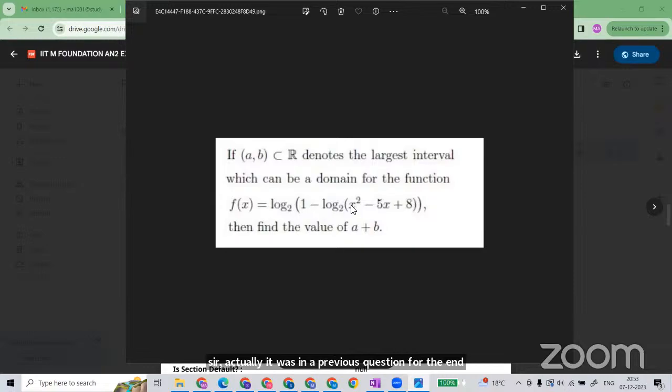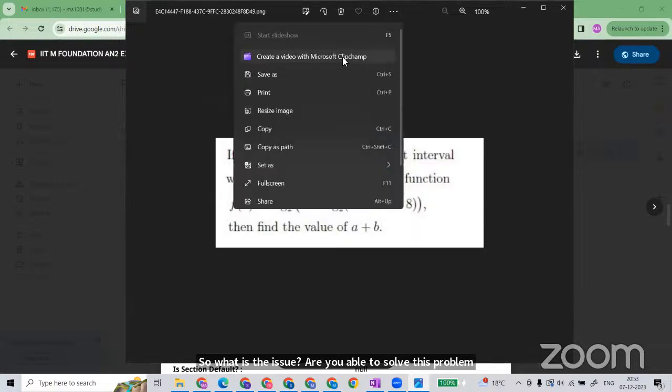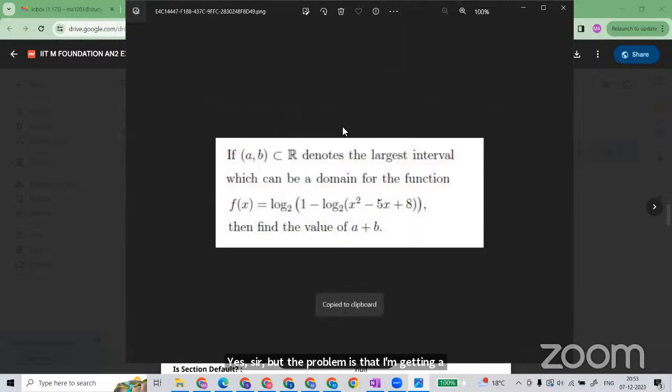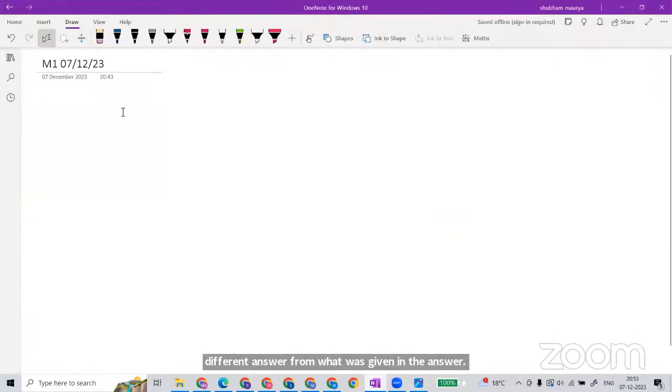It is asking for the largest interval which can be the domain of the function. If we find it, what is the value of a plus b? So what is the issue? Are you able to solve this problem? Yes, sir, but I'm getting a different answer from the answer key. In the answer key, the value of a plus b is given as 5.